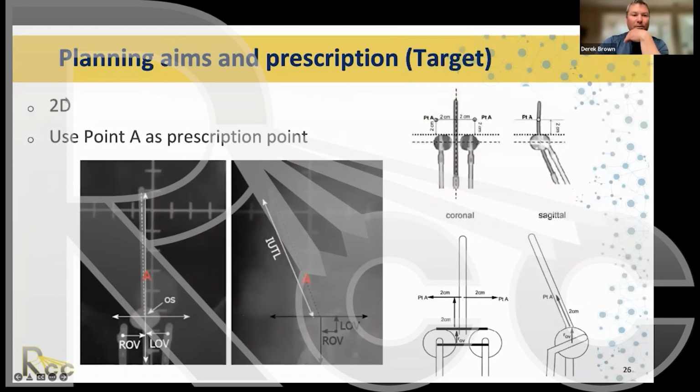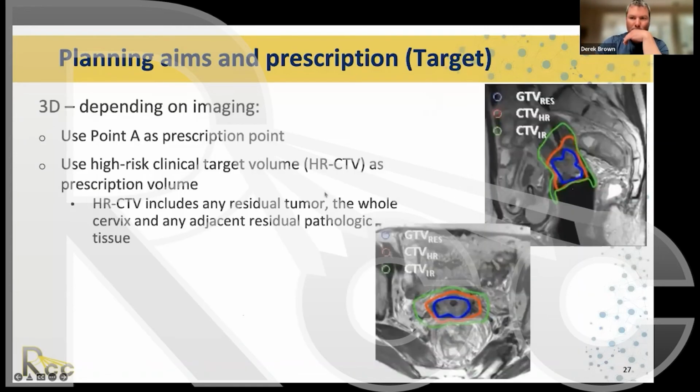So for 2D imaging, we've talked about this already. We're going to use point A. We don't really have much of an option to do any dose optimization around this. And again, point A, 2 centimeters up the tandem, 2 centimeters laterally. And we're always going to be up the tandem. Okay. 3-dimensional imaging, treatment planning aims and prescription, is now dependent on imaging, right?